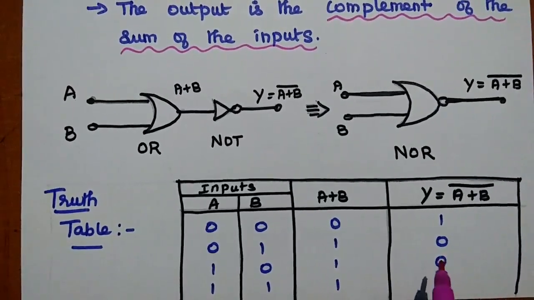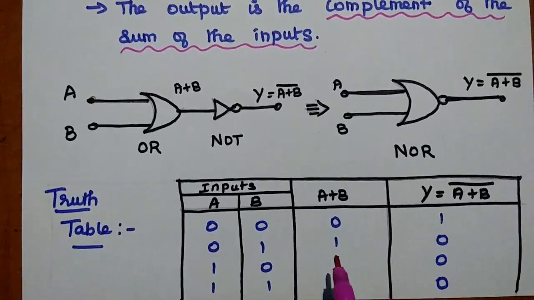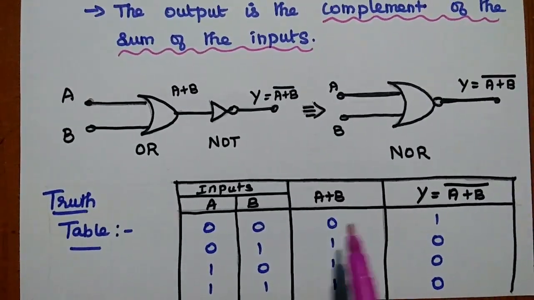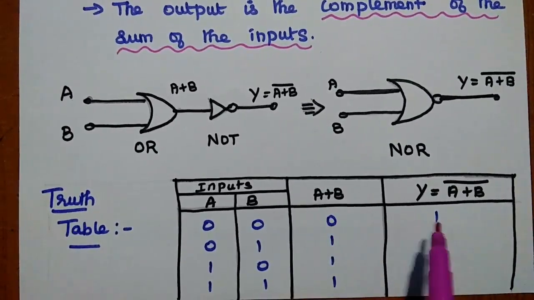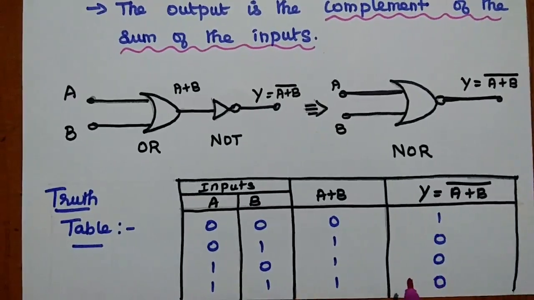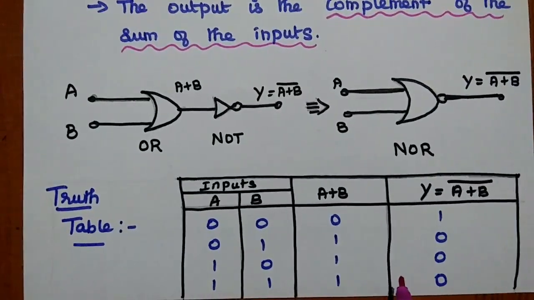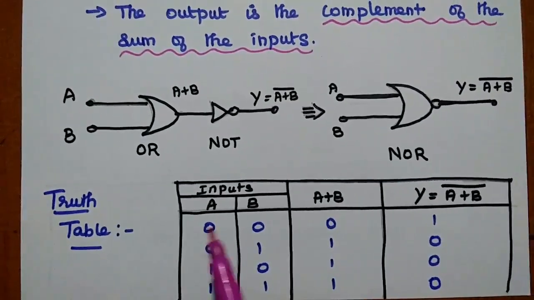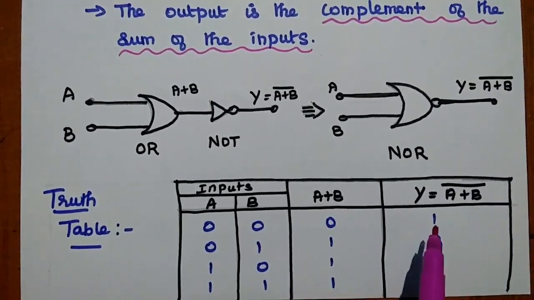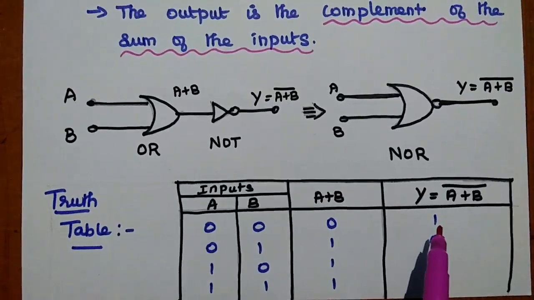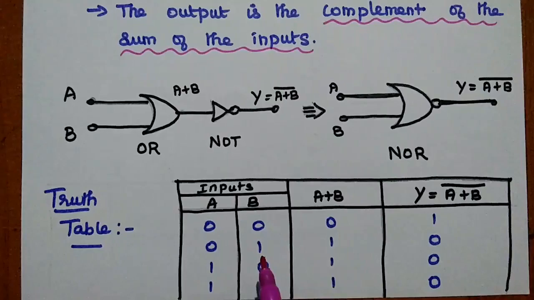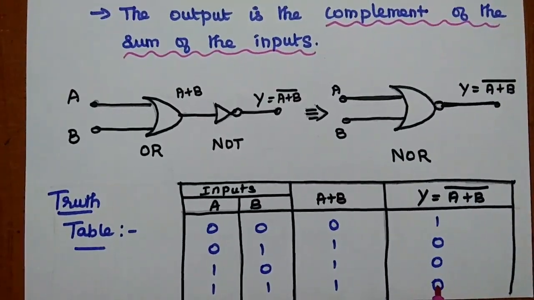Here NOR is nothing but the complement of OR. Correct, it is the complement of the OR gate. So we can simply take the complement: 0 becomes 1, 1 becomes 0, 1 becomes 0, 1 becomes 0. So from this truth table, we can understand that only when both the inputs are low can we obtain a high output. If any of the inputs is high, the output is 0.